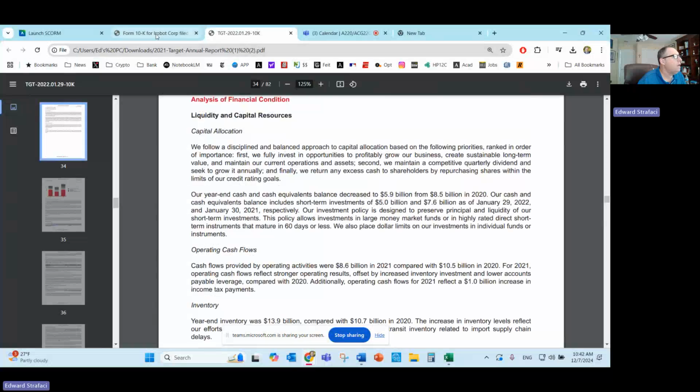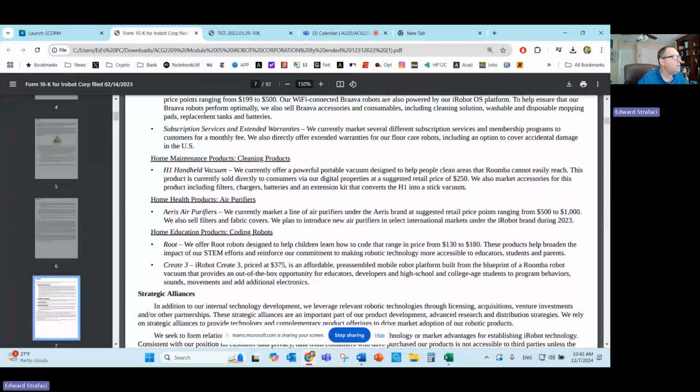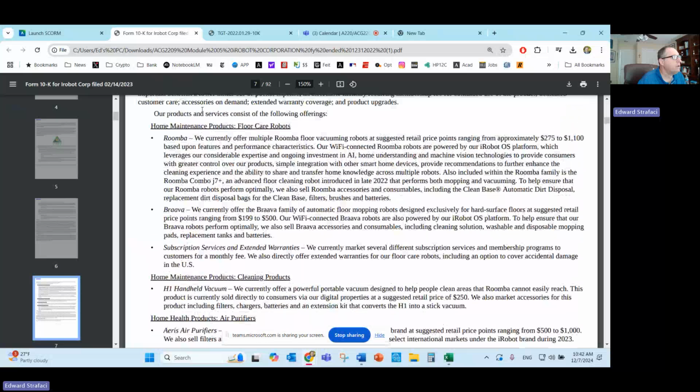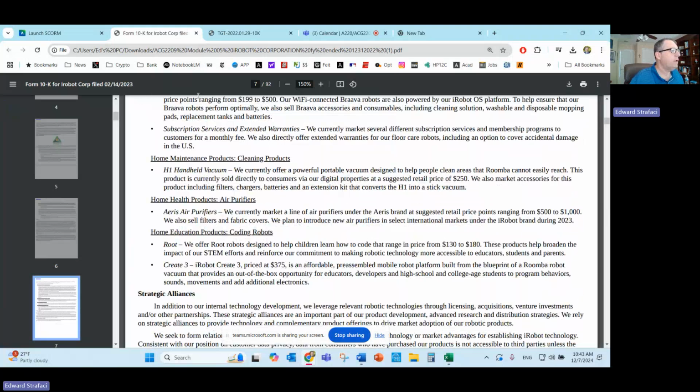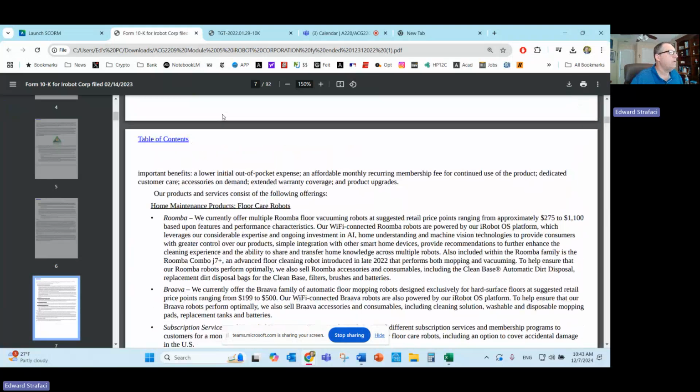And here in iRobot, these are your products. It's on page 7, so you can talk about it. I'm sorry I didn't share that earlier, but that's where you would get that information. So just go through each of them.